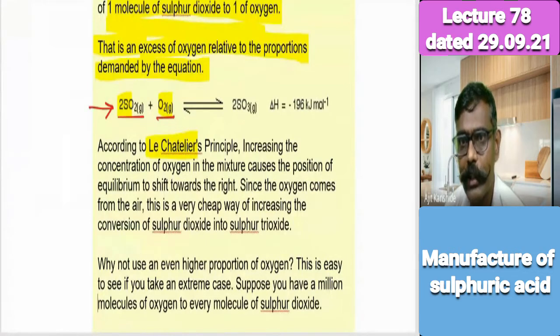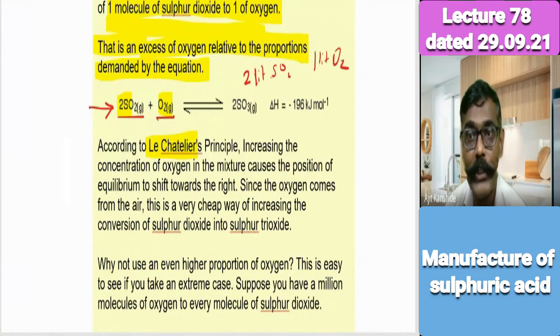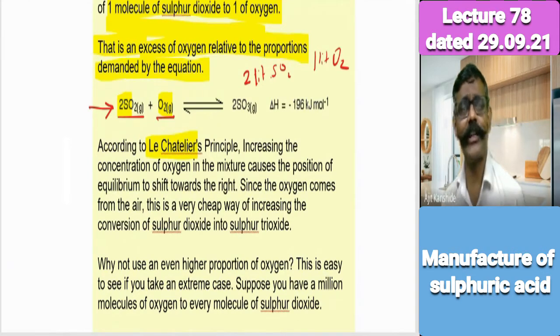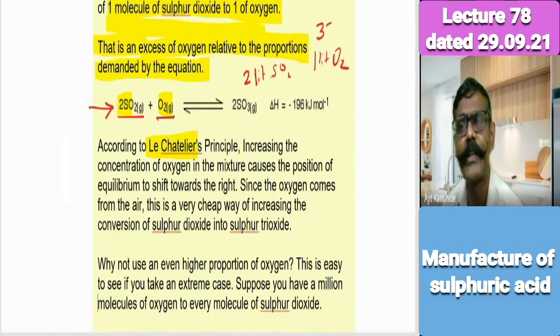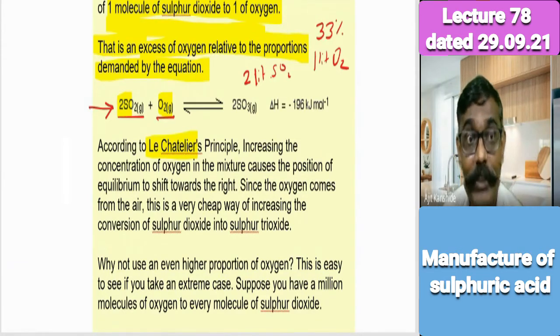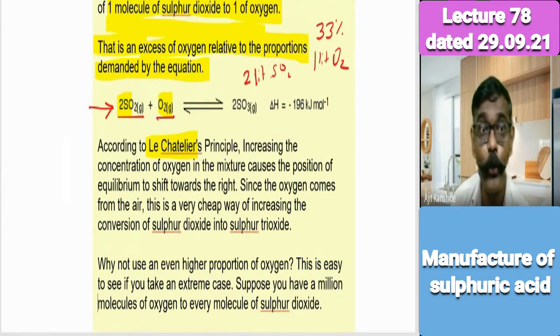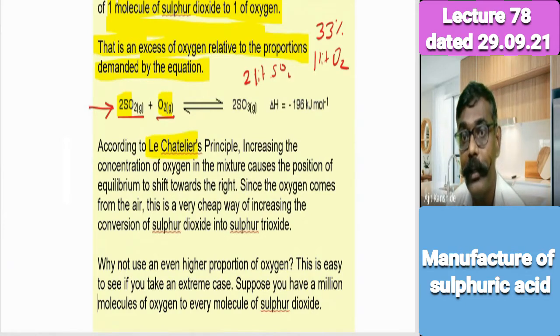When we consider 2 is to 1, means 2 liters of SO2 and 1 liter of oxygen. So what is the proportion of oxygen to the extent of the complete vessel? In the reaction mixture, it is only about 33%. Oxygen is 33% ideally. Practically, what are we doing? We are using 1 is to 1: 1 liter SO2 and 1 liter O2. Answer my question: what is the proportion of oxygen here?